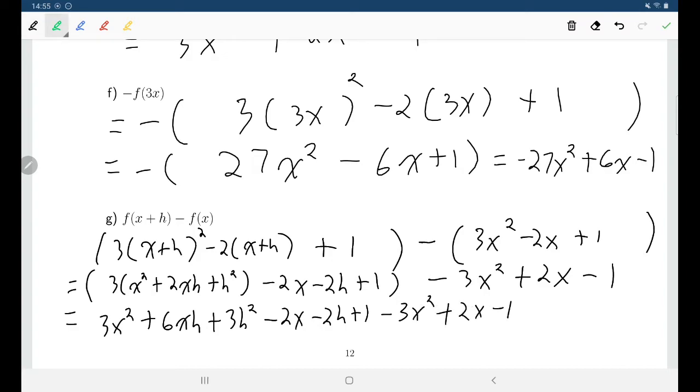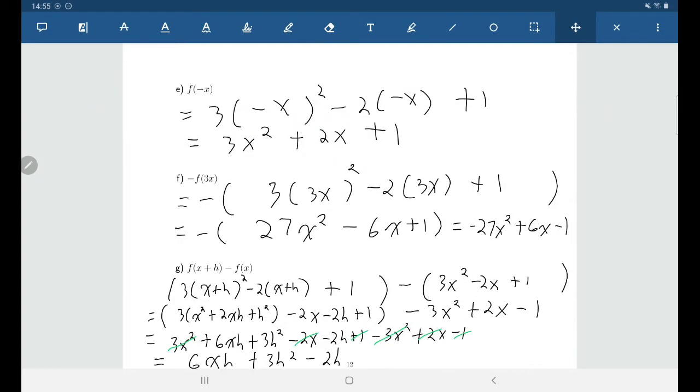And we can see that the 3x squared and the minus 3x squared are now gone. Minus 2x and plus x are gone. I have a plus 1 and a minus 1 that are now gone. So f of x plus h minus f of x simplifies to just give me 6xh plus 3h squared minus 2h. And there we go.